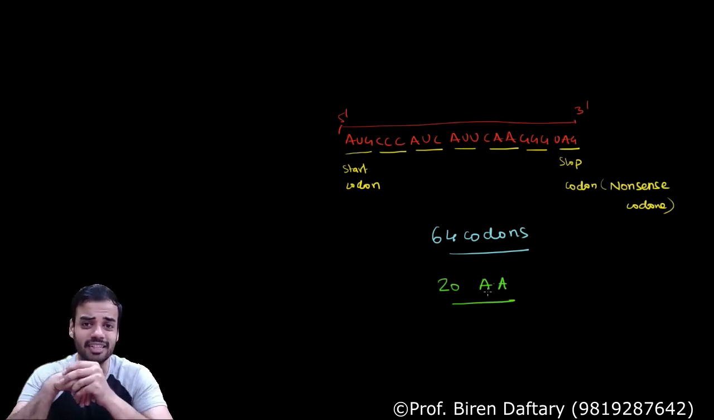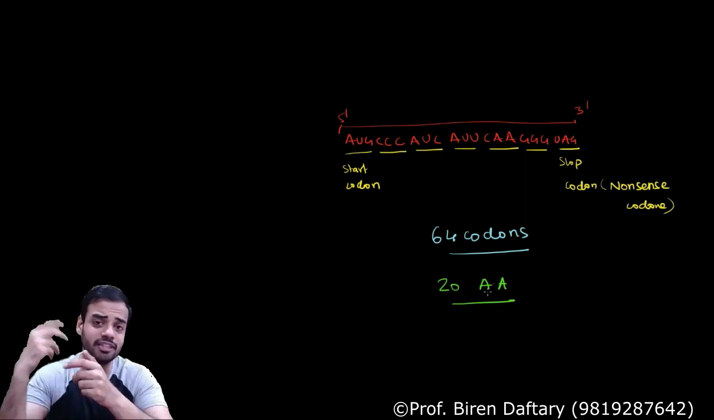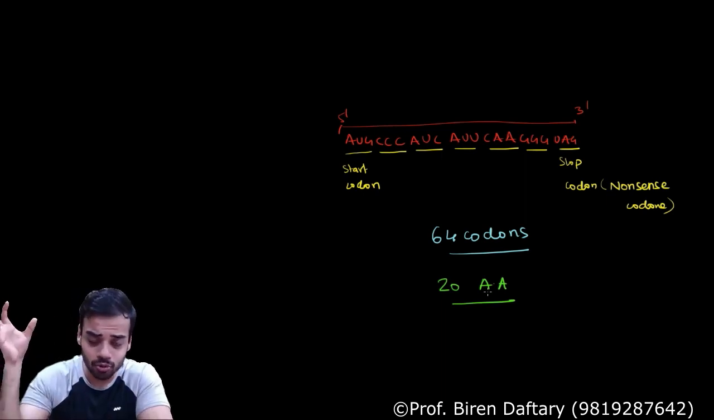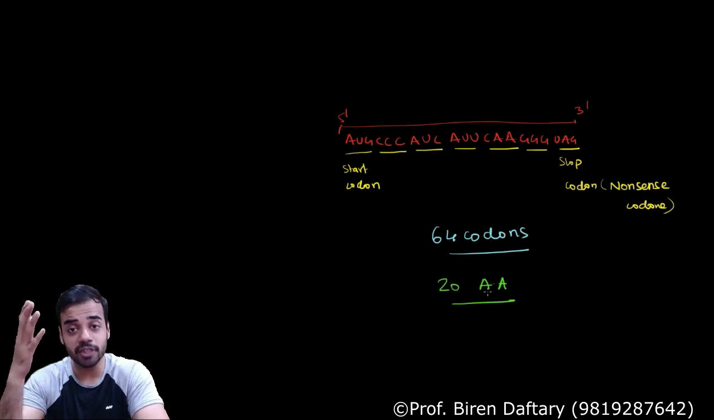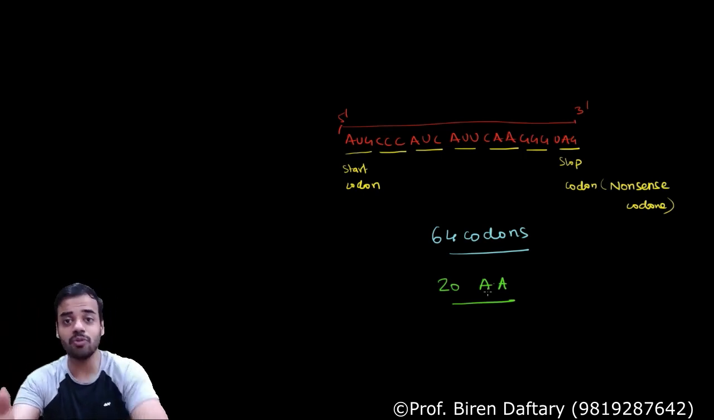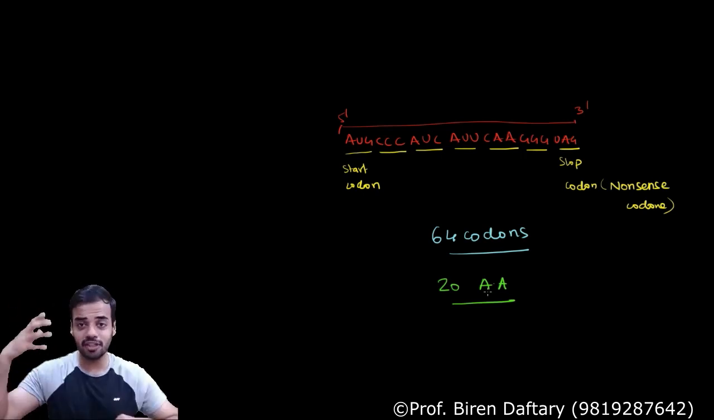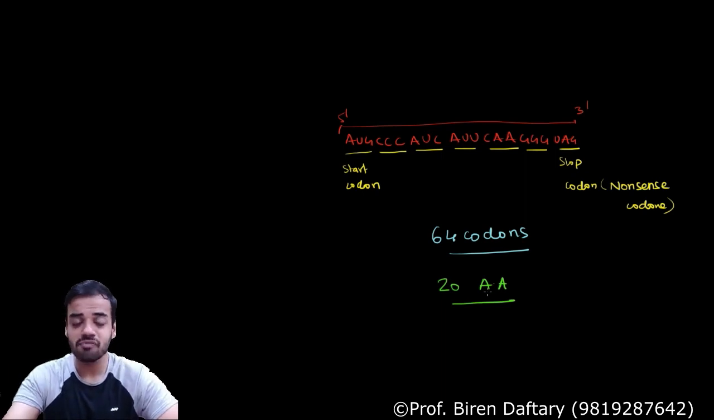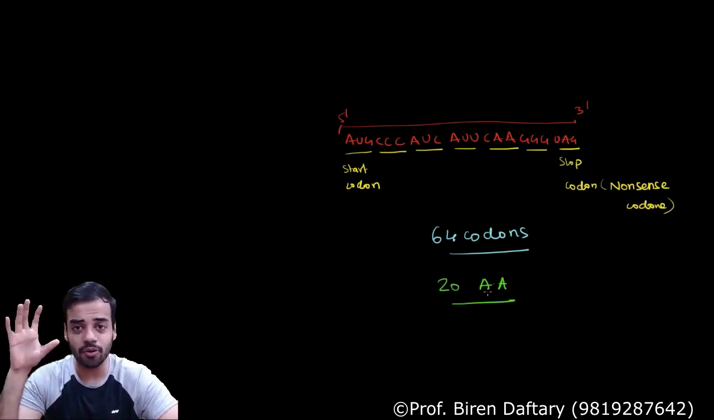So this is done. Who created this entire genetic code? If you remember, Nirenberg was there, Matthaei was there. There were certain people who together made this genetic code. Hargobind Khorana also played a very important role. He devised methods to artificially produce mRNAs. So that is the part of the genetic code.